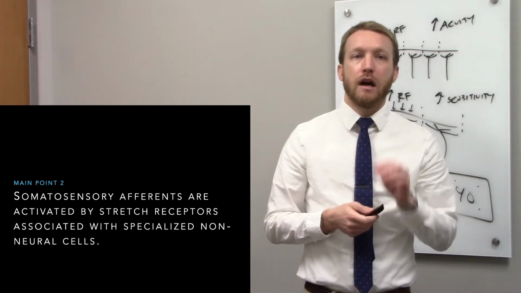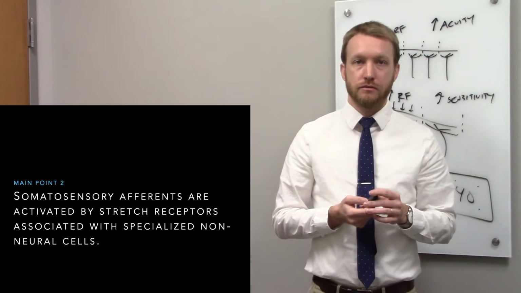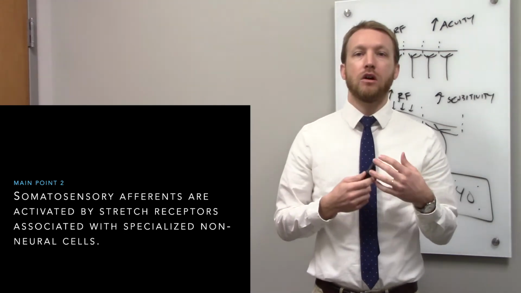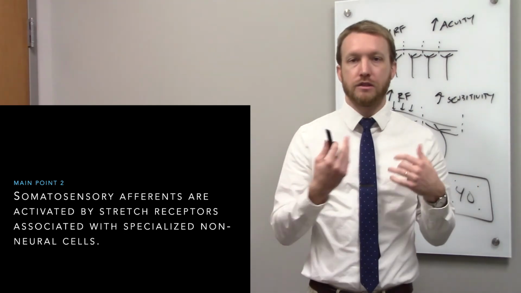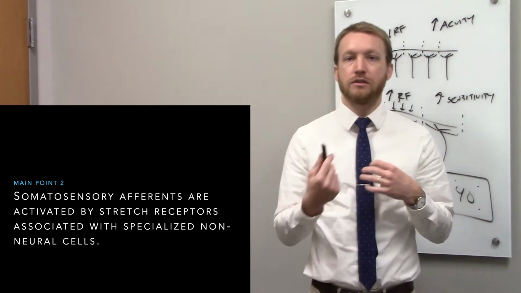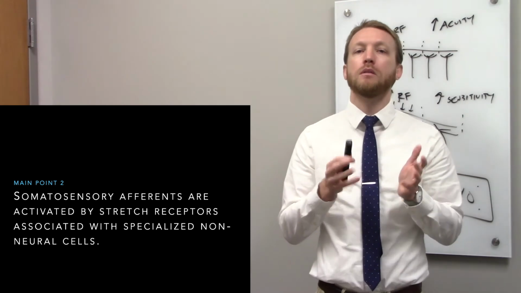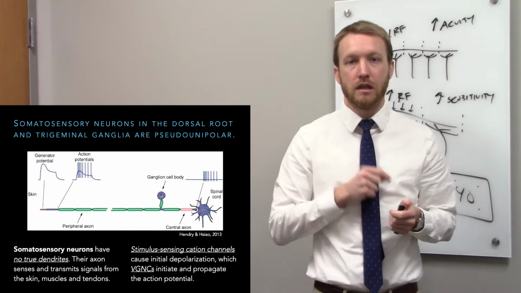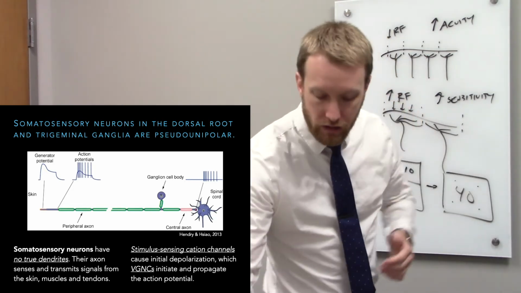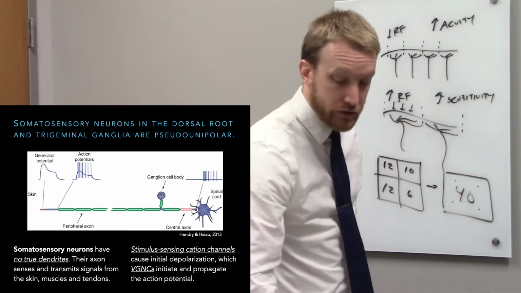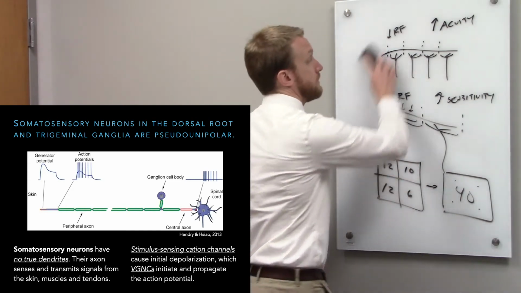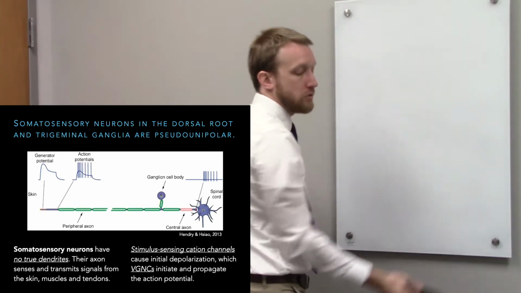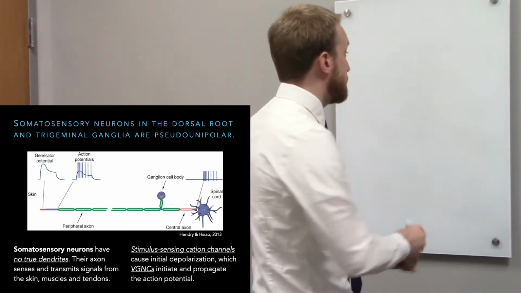Alright, we're going to run through non-painful somatosensation. So tactile perception. This is all about stretch. Whether it's stretch of the skin, stretch of the muscle, stretch of a tendon, it's all about stretch. So here we're going to actually see mechanically gated ion channels. Now, somatosensory neurons, whether they're painful or not, are pseudo-unipolar. So these live in the dorsal root ganglia. They don't actually have dendrites. They have axonal specializations out there in the skin.